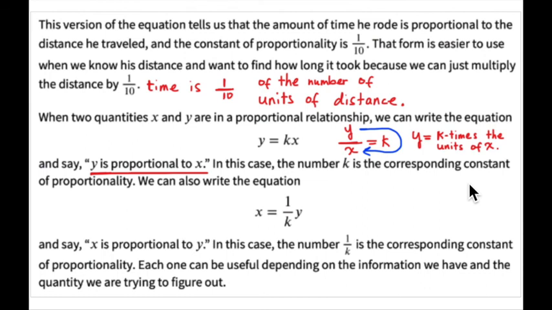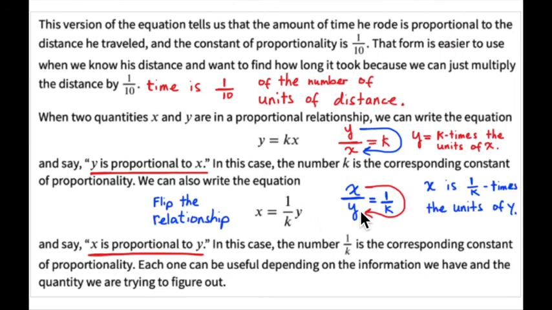But now if you go the other way, you're going to figure out the time it took to travel just 1 mile. That's the opposite, or the reciprocal relationship. The reciprocal of k is 1 over k, also called the multiplicative inverse. So x is equal to 1 over k times the units of y. Time is 1 over 10, 1/10, times the units of distance. So time is going to equal 1/10 hours to travel 1 mile. So x is 1 over k times the units of y. You flipped the relationship.